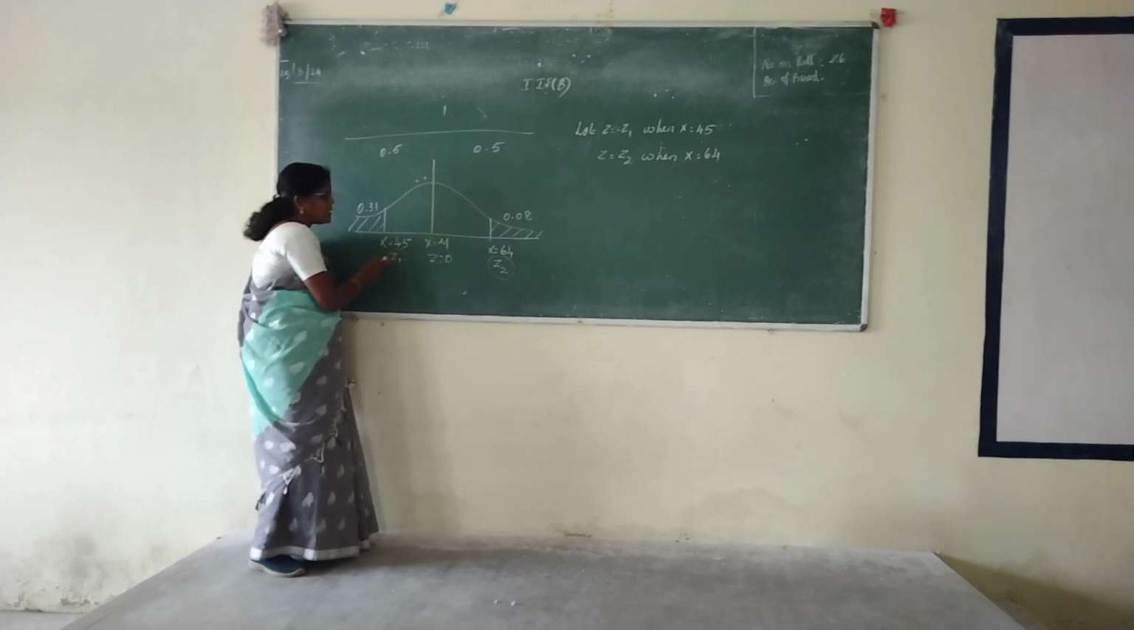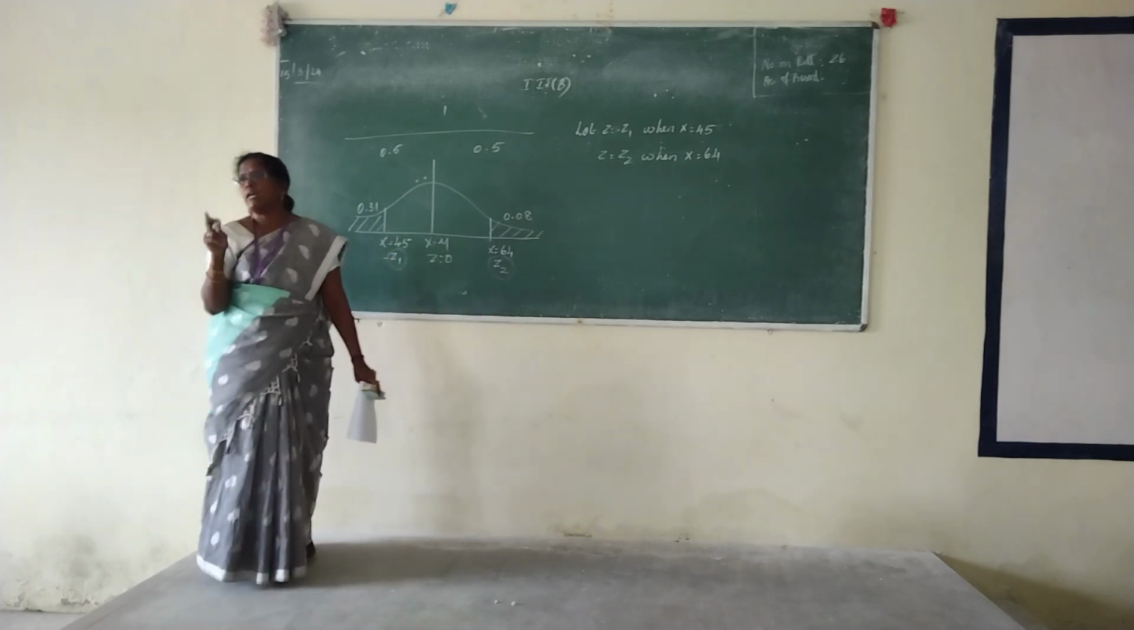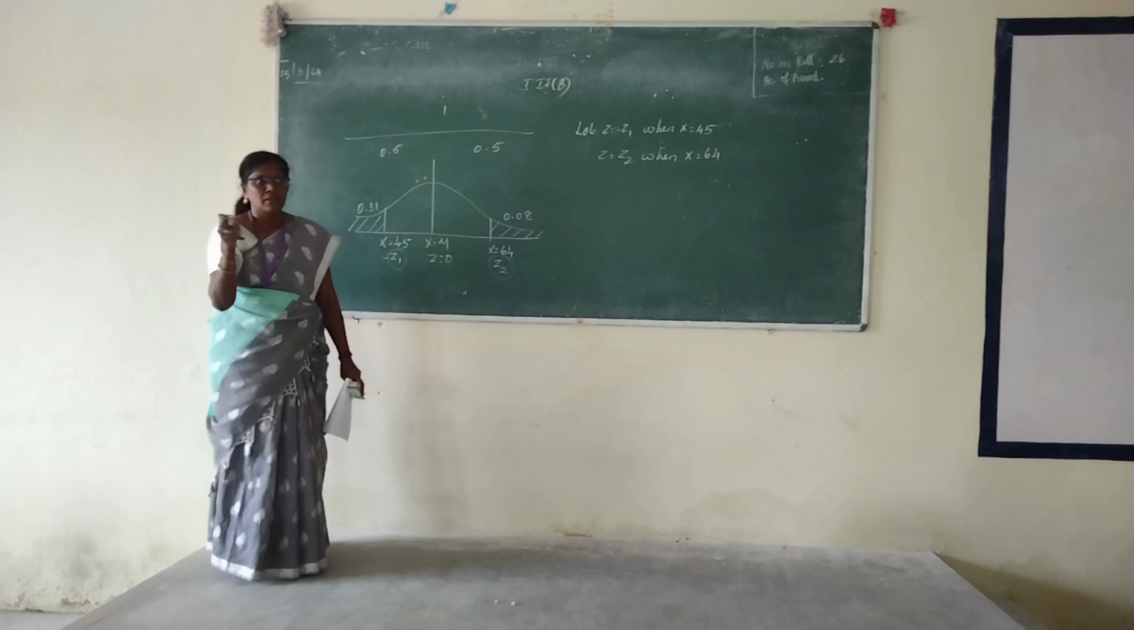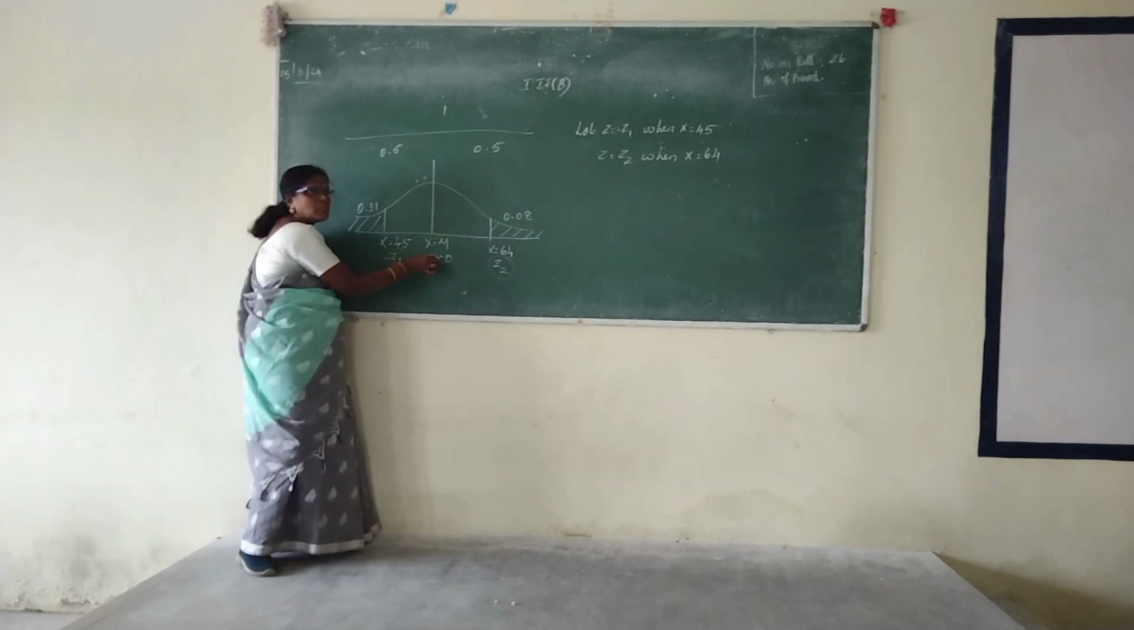Do you understand? Because we need to find these z values. To find them, in the normal table we have areas only from 0 to z. So you find the area value from 0 to z1.